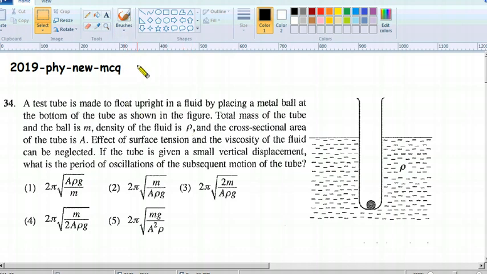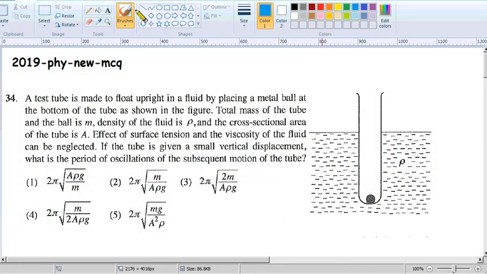Now I am going to show you how this MCQ question number 34 of 2019 Physics new syllabus paper is solved by a genius student. A real bright student can solve this very easily like this.